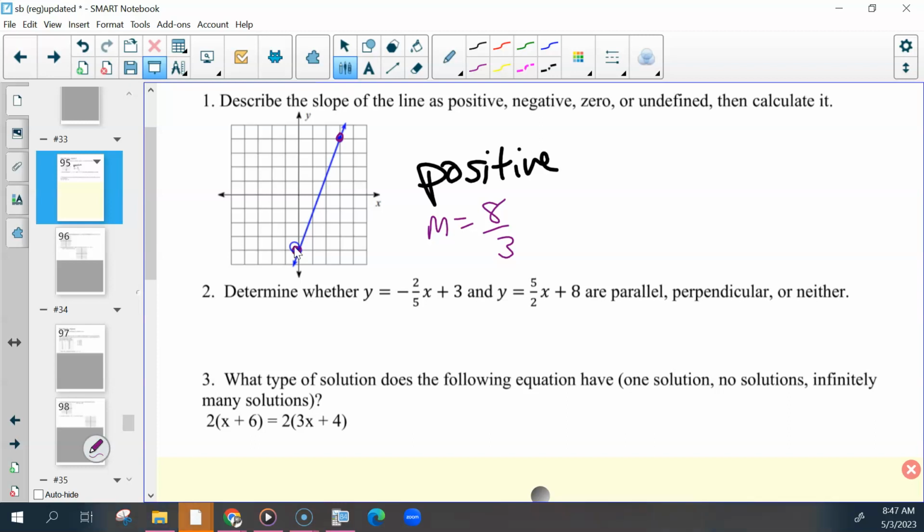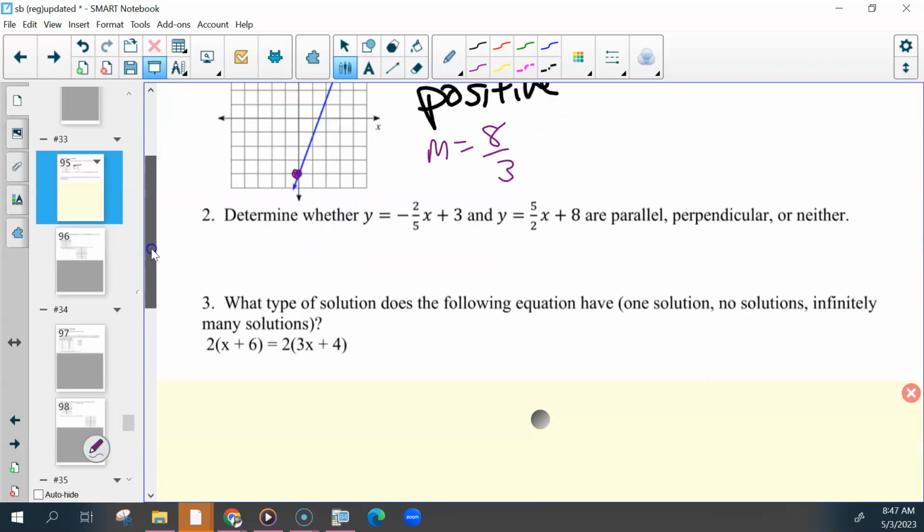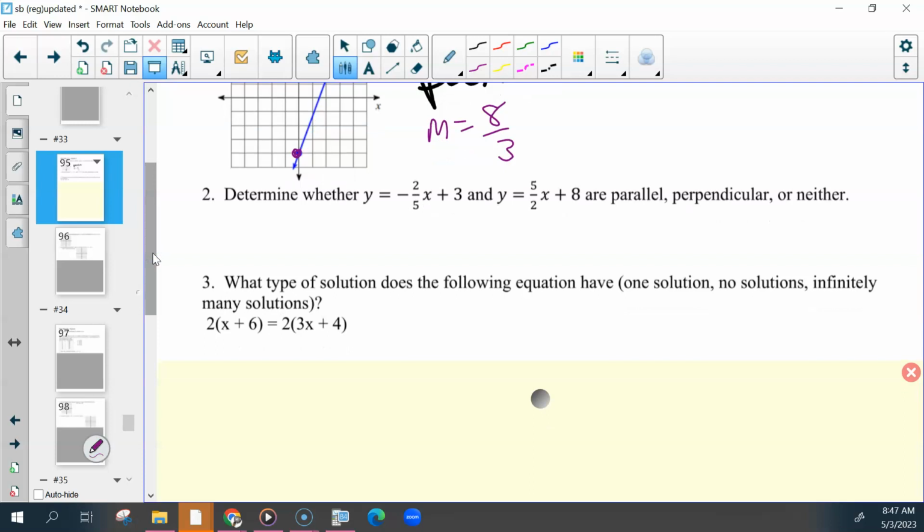Questions on that one? Using Desmos for that one wouldn't really help unless you put in those points and that slope and saw if it was the same. 2, you don't need Desmos, but I'll show you how you can double check yourself.